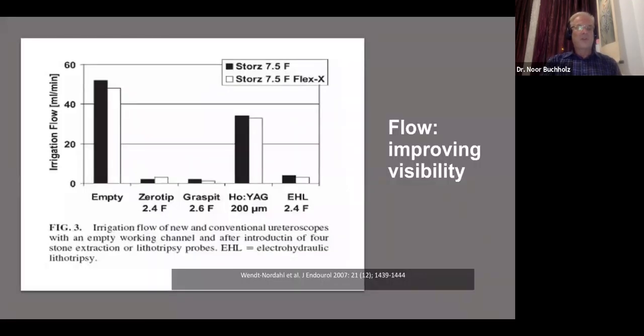This picture shows, on the left, an empty scope and two empty scopes. One is black, one is white, where the irrigation flow is measured. When you look at the third one from the left, the holmium YAG laser is inserted. The irrigation flow already goes down with the 200 micron fiber by about 30%. If you put a basket in, like a zero tip or grasper, then you almost have no irrigation flow left. So the thinner the fiber, the better your instrument moves, and the more irrigation you have, the better your view.